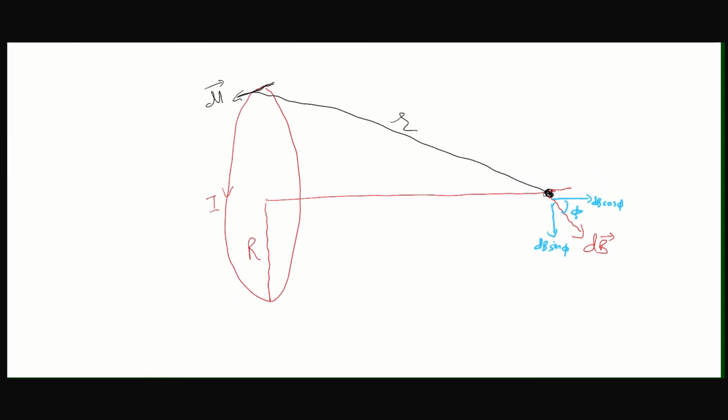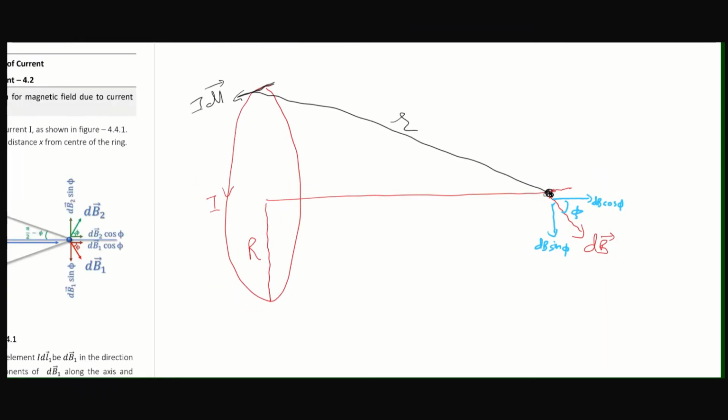Now, in case of a ring, you can always have one diametrically opposite current element, say here. Say this is I dL2, and let the previous one be I dL1. So I can always have a diametrically opposite current element whose magnetic field is like this. So if previously I had dB1, now I have dB2. And what is happening now?